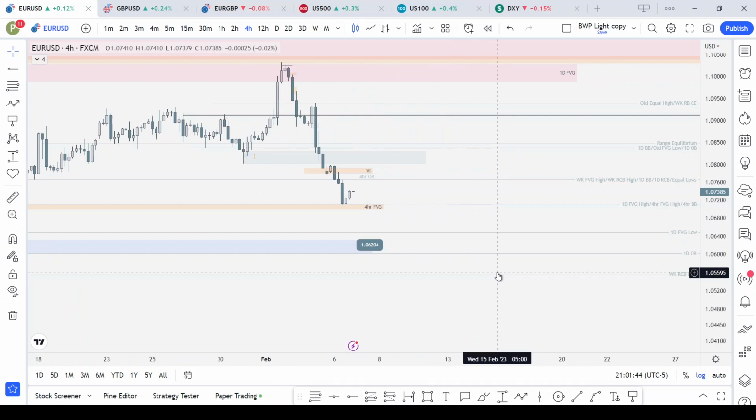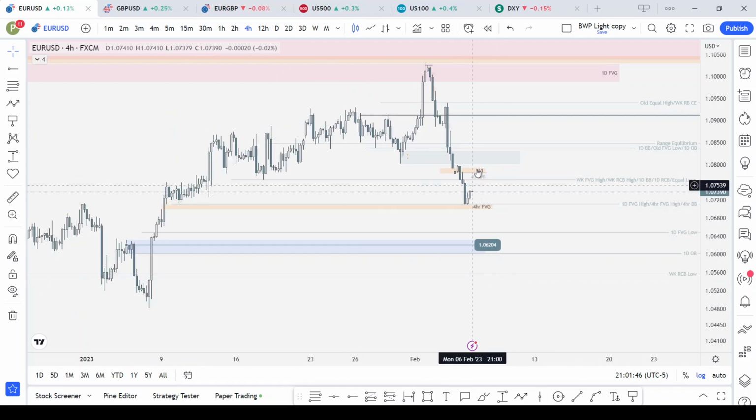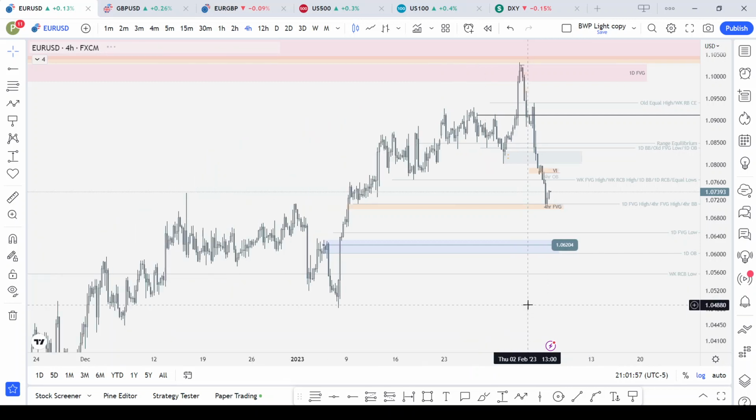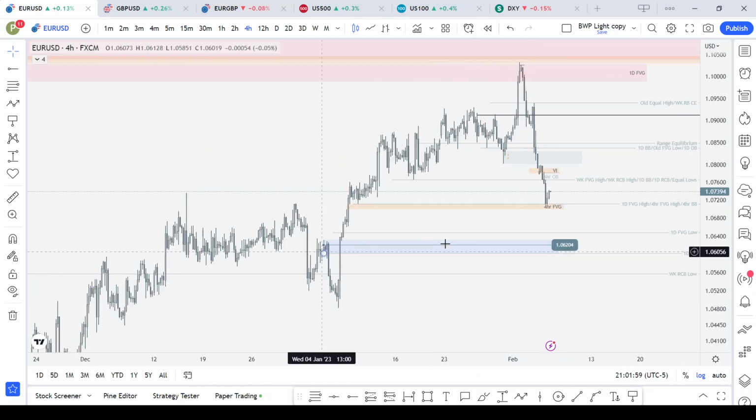Okay, so what I want to see is price moving up to this volume imbalance and then tumbling down to 1.06204, to this area, probably even lower. But I think there is a good chance that we get a reaction from this breaker.